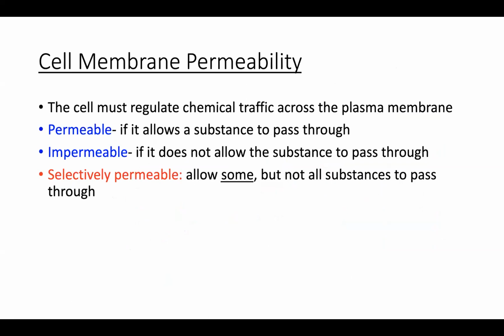Now, I keep mentioning that the cell membrane regulates what's coming in and what's coming out. We refer to that as permeability, okay? The cell's ability to regulate chemical traffic across the plasma membrane is determined by the composition of that cell membrane, that phospholipid bilayer, okay? If a substance is going to be able to easily pass through this biological membrane, we're going to say that the cell membrane is permeable to that substance.